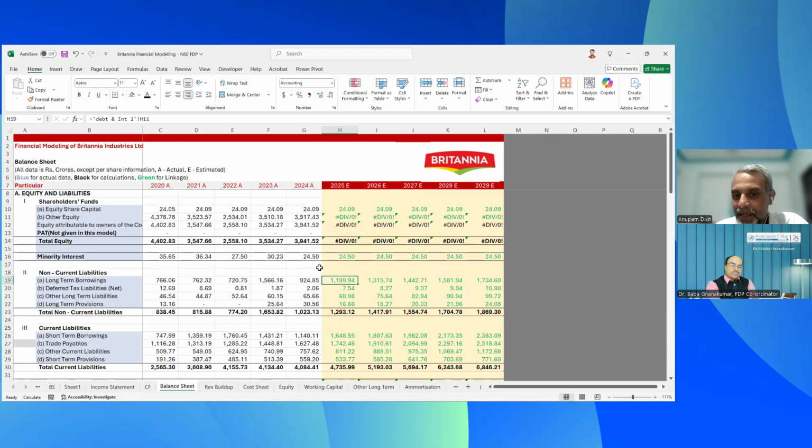Okay, so balance sheet, we come to the balance sheet. The first item of the balance sheet is equity, and then working capital and other long-term items. These are 3 or 4 values that we are going to calculate. So first, let's go to the equity sheet, right?